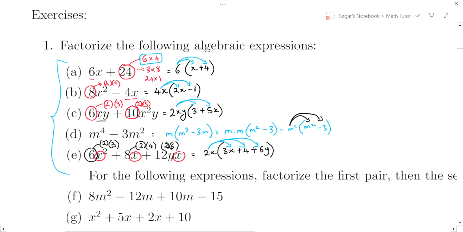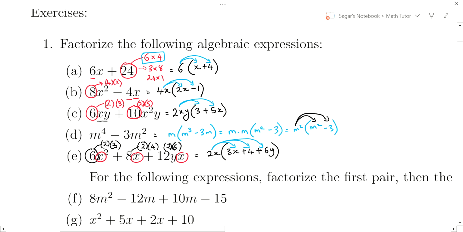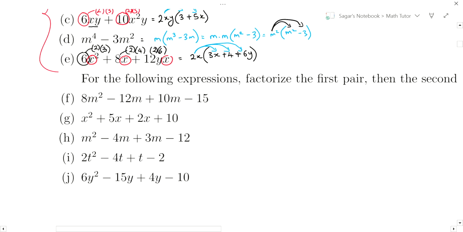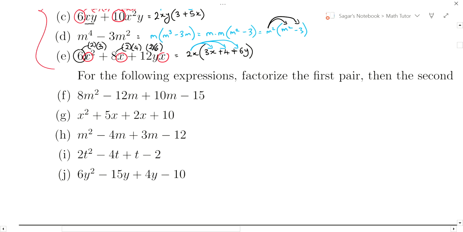In the previous video, we worked with the above factorizations. In this video, we will work through something more fancier. Here they expect us to factorize the first pair, then the second. In the examination, they generally would not tell us to do that. It would be expected that we figure this out. However, let's start. First question, we have 8m squared minus 12m plus 10m minus 15.